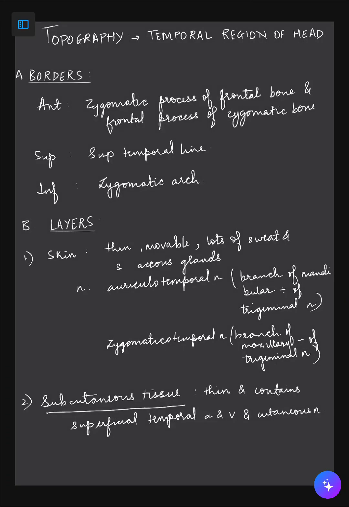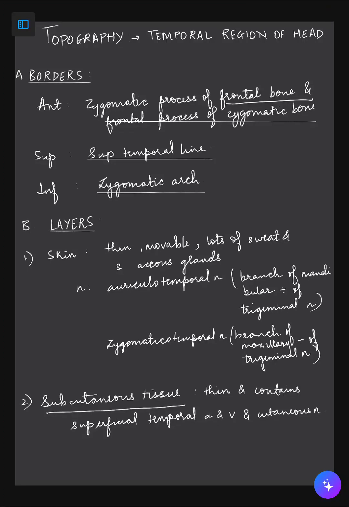Next is the topography of the temporal region of the head. Anteriorly, the temporal region has the zygomatic process of the frontal bone and the frontal process of the zygomatic bone. This is the anterior border. Superiorly, there is the temporal line, and inferiorly, there is the zygomatic arch.